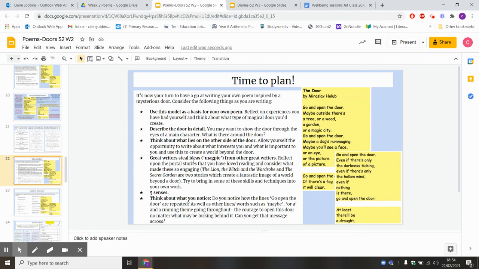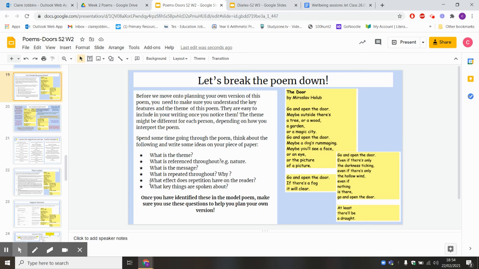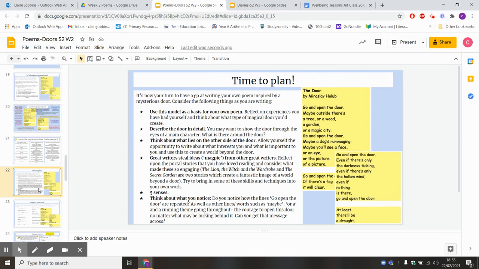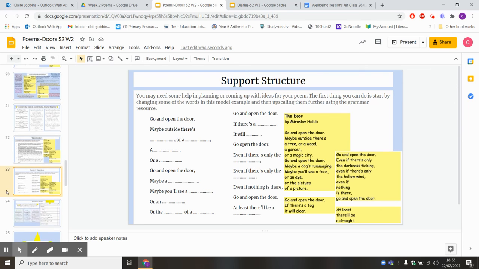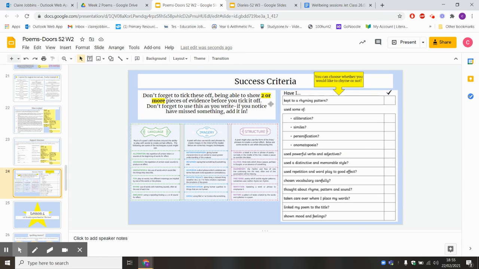Great writers steal ideas and magpie from other great writers. Don't forget to include your five senses, again found in your grammar resource slide, and think about what you notice. Don't also forget to reflect on these questions that you've already answered based on the door in your own planning as well. Before you move on to the planning and you read through this in more detail, if you are really stuck, we've written a support structure here for you that you can then edit and improve. And please don't forget that you need to be using your success criteria and this little one here in order to support your writing.